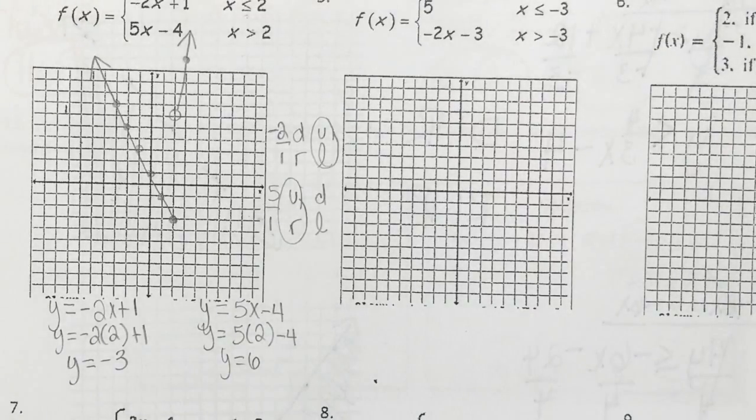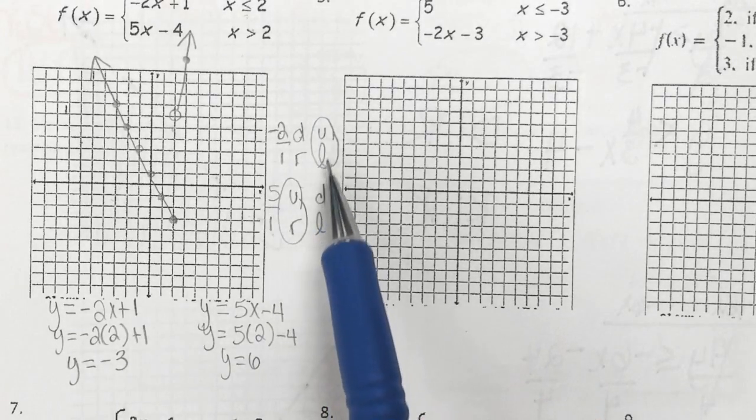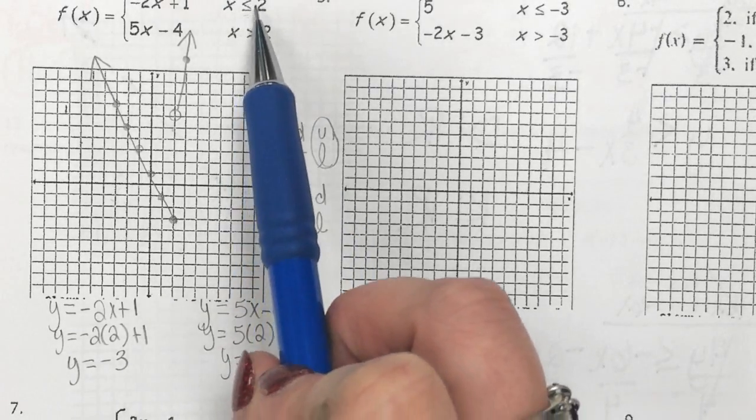Y'all okay? Any issues? Yes, sir. Why did you do up and right on the bottom and then you put up and left on the top? Because the slope here tells me to go down 2 or right 1. Oh, okay. Opposite is up and left. And it wanted you to go to the left.